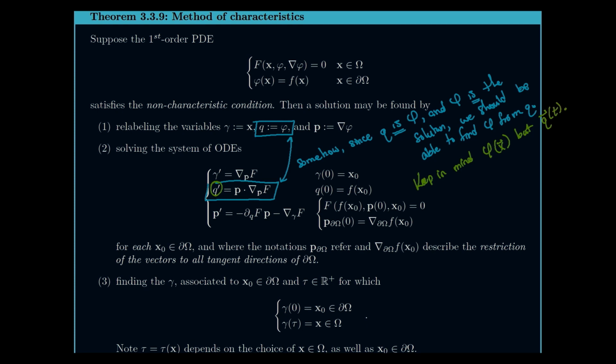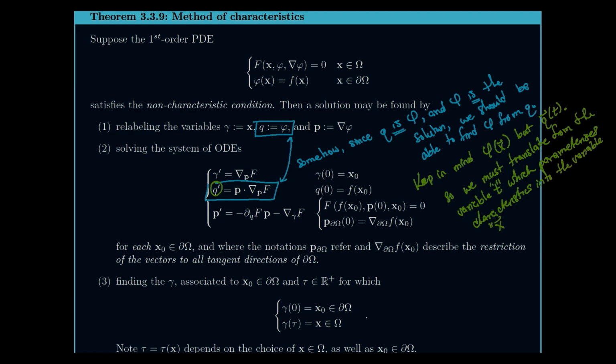Okay, so somehow we must translate from the variable t, which parameterizes characteristics, into the variable x, which is an element of the domain.